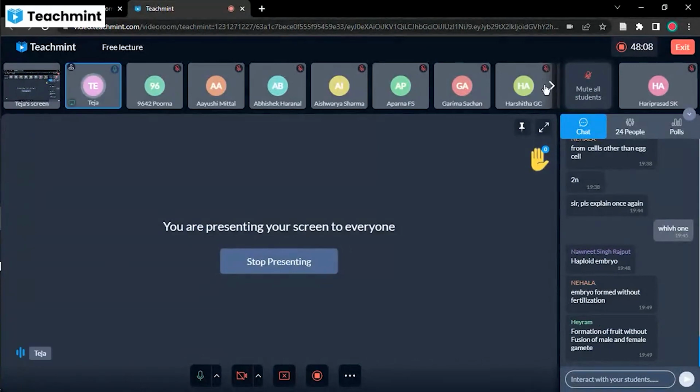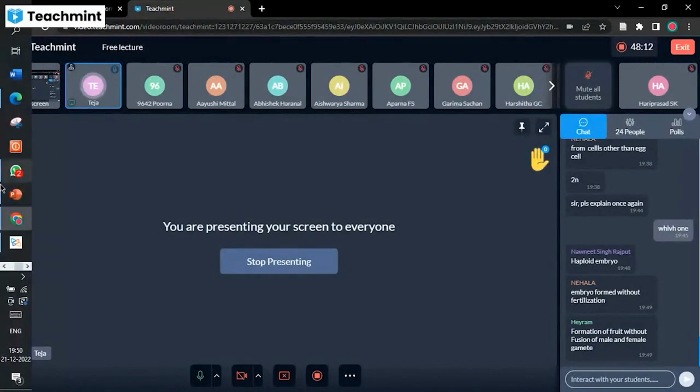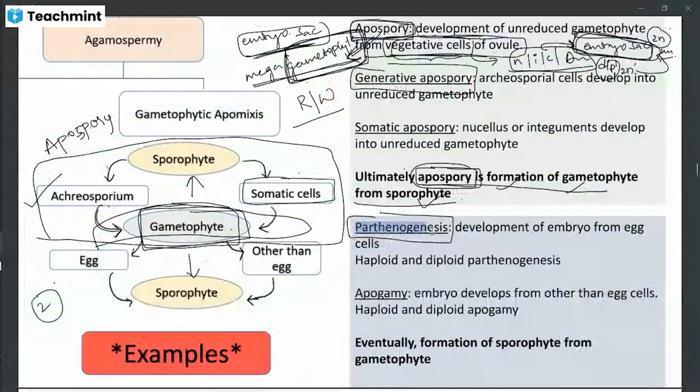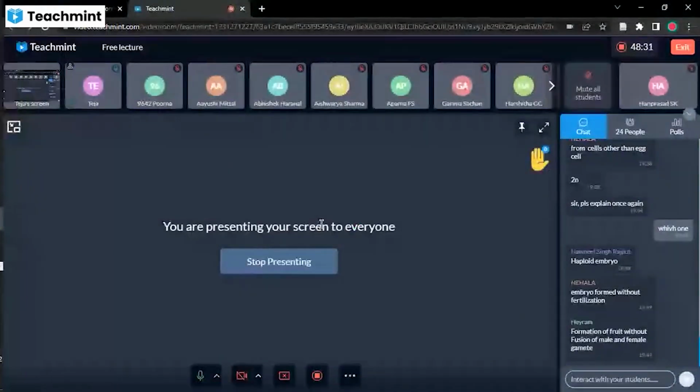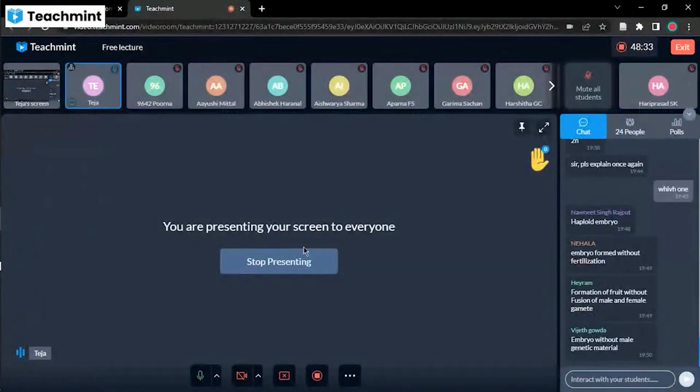Anyone like to add to parthenogenesis? Now we are discussing parthenogenesis. It is simply the development of your embryo from the egg cell. Okay. So can anyone counter this: embryo without male genetic material?